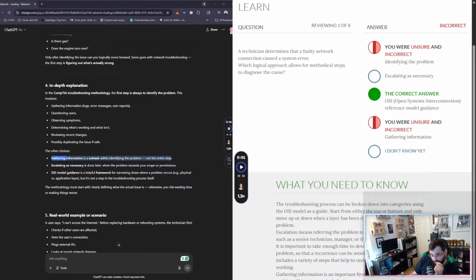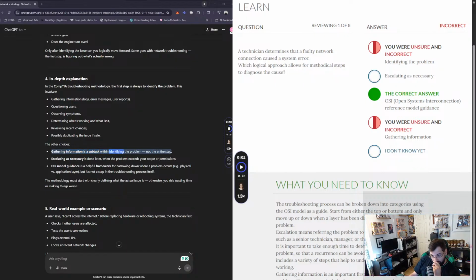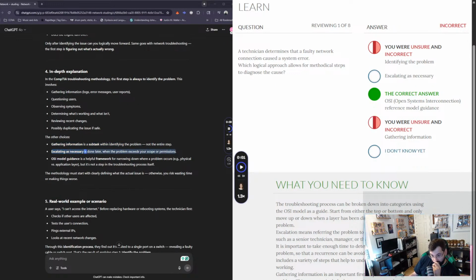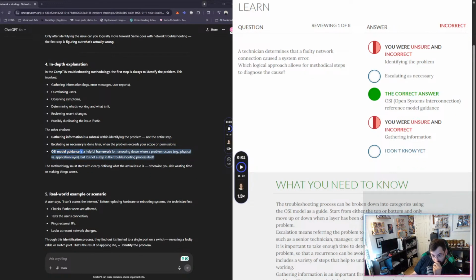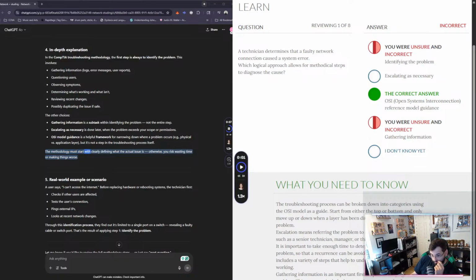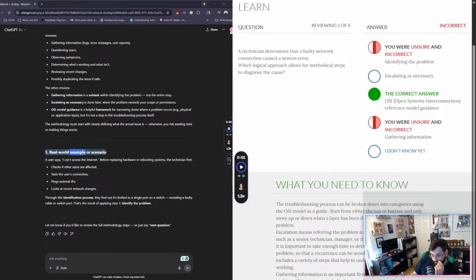The other choices: gathering information is a subtask within identifying the problem, not the entire step. Escalating as necessary is done later, when the problem exceeds your scope or permissions. OSI model guidance is a helpful framework for narrowing down where a problem occurs, for example, physical versus application layer, but it's not a step in the troubleshooting process itself. The methodology must start with clearly defining what the actual issue is, otherwise you risk wasting time or making things worse.